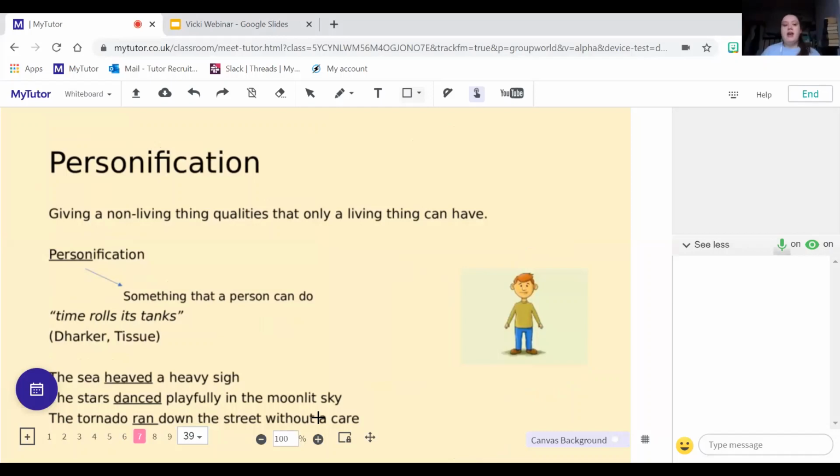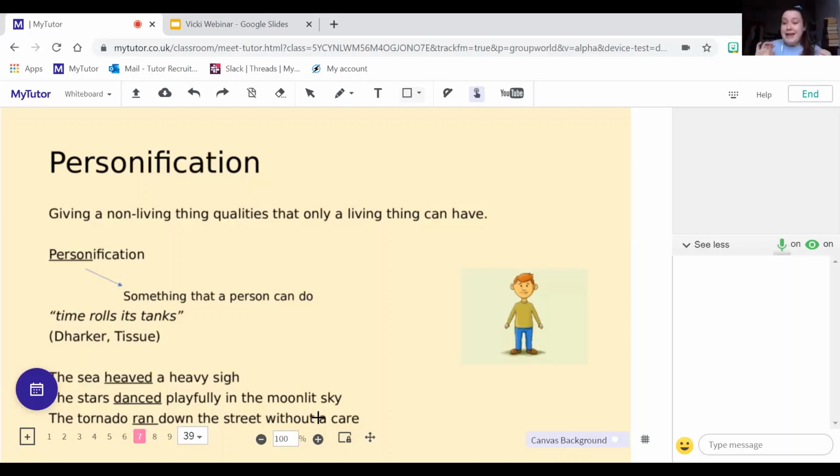Right, okay, so personification then. Personification is where we give a non-living thing qualities that only humans can have. This leads on really nicely actually from anthropomorphism. So these two are easily confused. The difference being personification is where we give an attribute, for example, saying that something runs which can't actually run. So water running, for example, will be personification. I've got a few examples down here. So the sea heaved a heavy sigh. The sea can't actually heave, we can. The stars dance playfully.